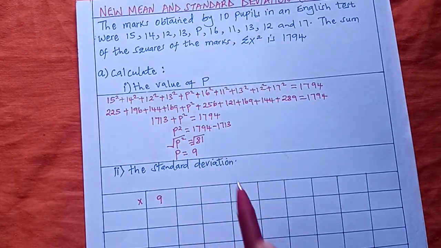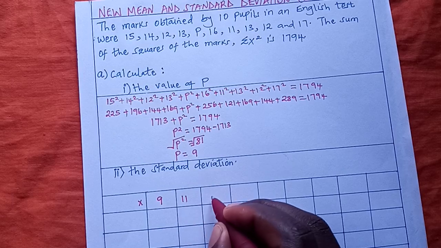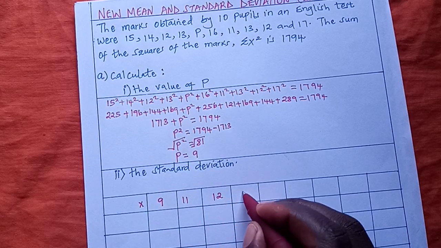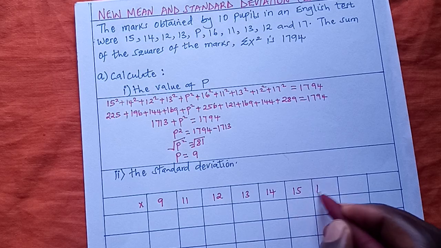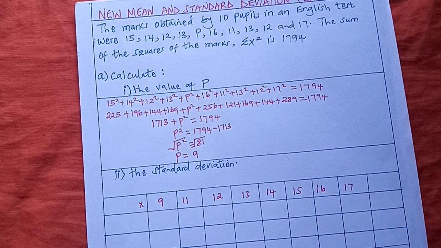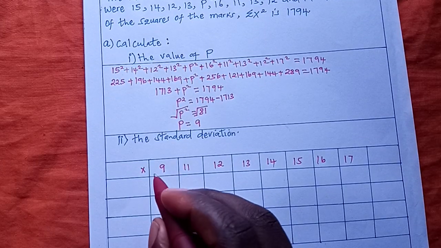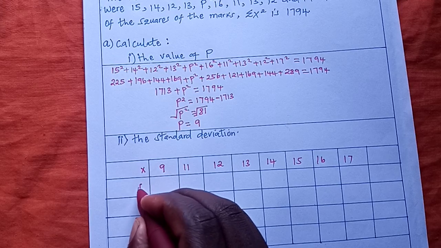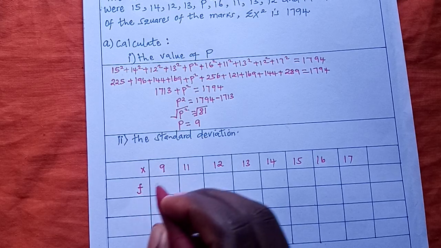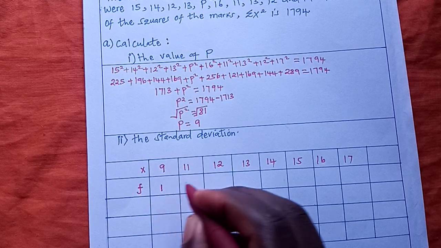In order, the marks are 9, followed by 11, followed by 12, followed by 13, 14, 15, we have 16, we have 17. Now let us proceed. Another section is for F. F is frequency. How many times is 9 appearing? It is only once. That is the frequency.